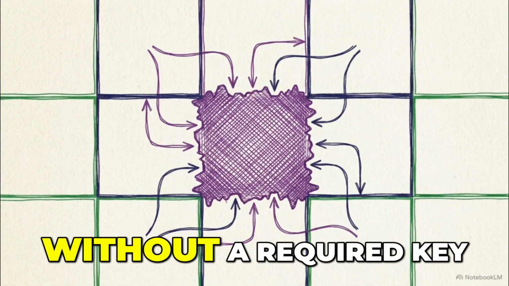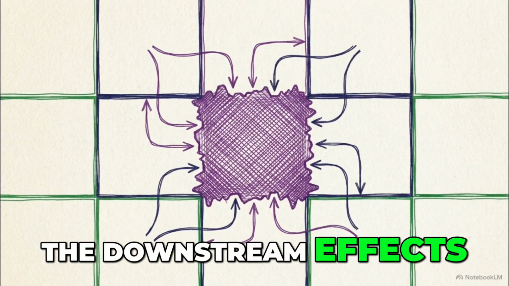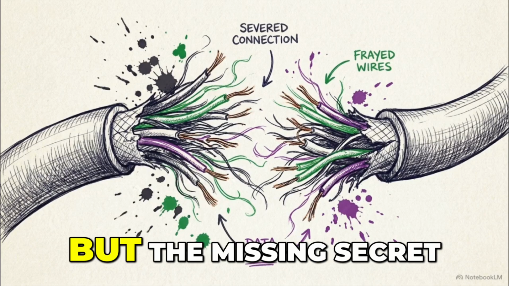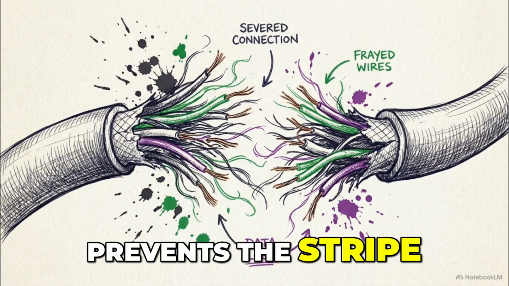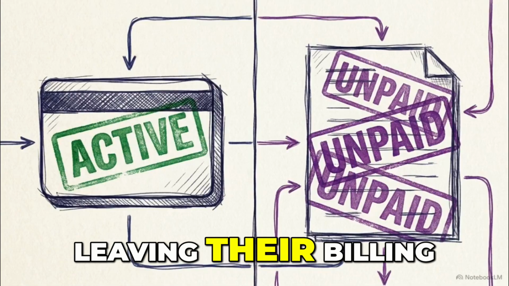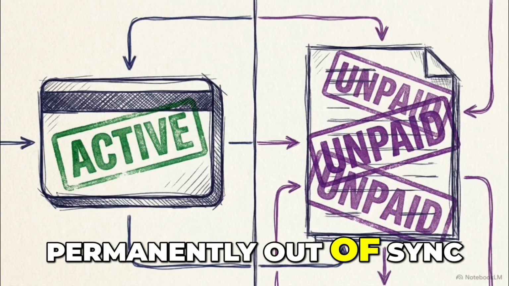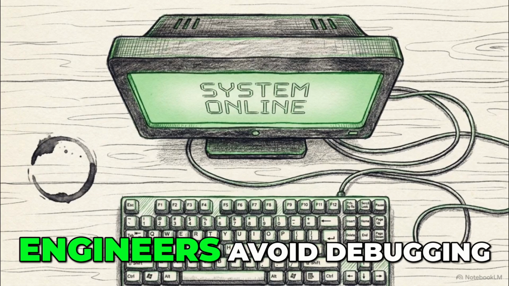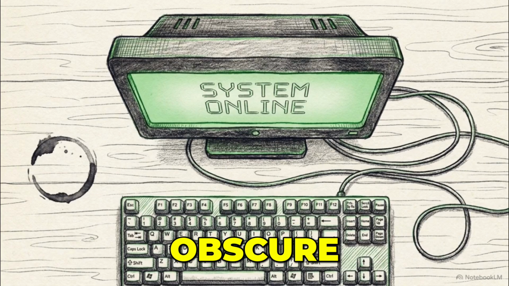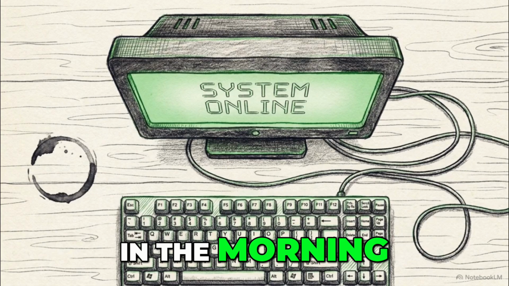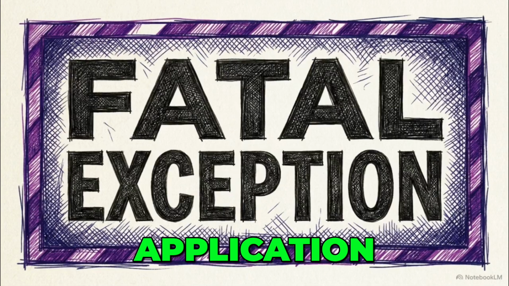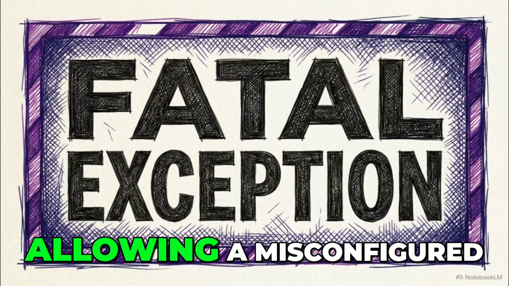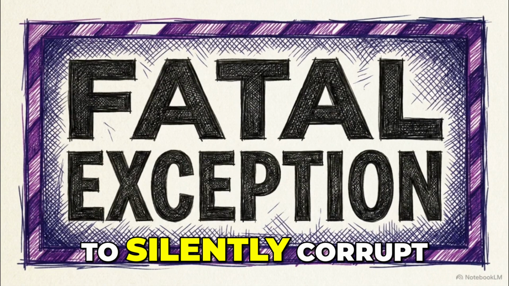If a system boots without a required key, the downstream effects corrupt the data layer. Users might register successfully, but the missing secret prevents the Stripe webhooks from firing, leaving their billing profiles permanently out of sync. By catching these omissions during initialization, engineers avoid debugging obscure data inconsistencies at 3 in the morning. Abruptly crashing an application on startup is infinitely safer and cheaper than allowing a misconfigured state to silently corrupt production data.